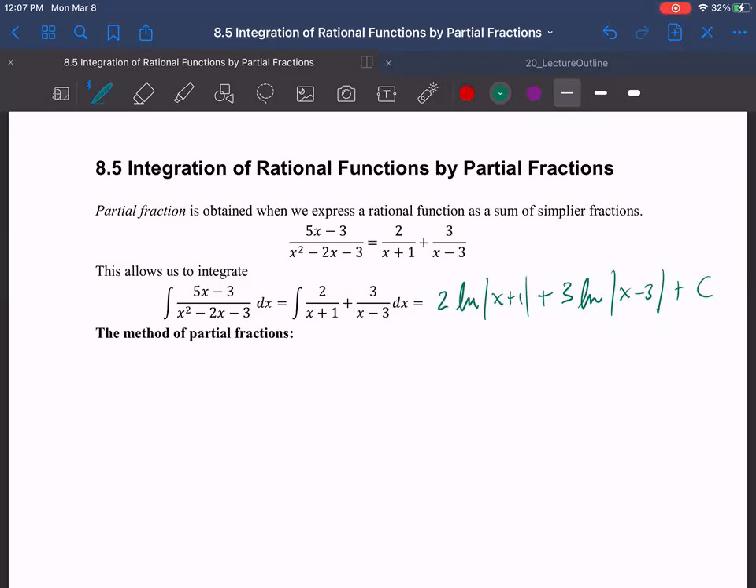If you don't like to just write that one straight out, you could do u equals x + 1 and do u-substitution, and you'll end up with the natural log of x + 1 because you'll be doing 2 over u. So it'll be the natural log of u, and then you just swap it back. And you can do the same thing for the 3 over x - 3. You make u equal x - 3 and do it if you don't like doing that in one step, okay? But there you go. That's something that is very integrable. Whereas this first form, the (5x - 3)/(x² - 2x - 3), is not.